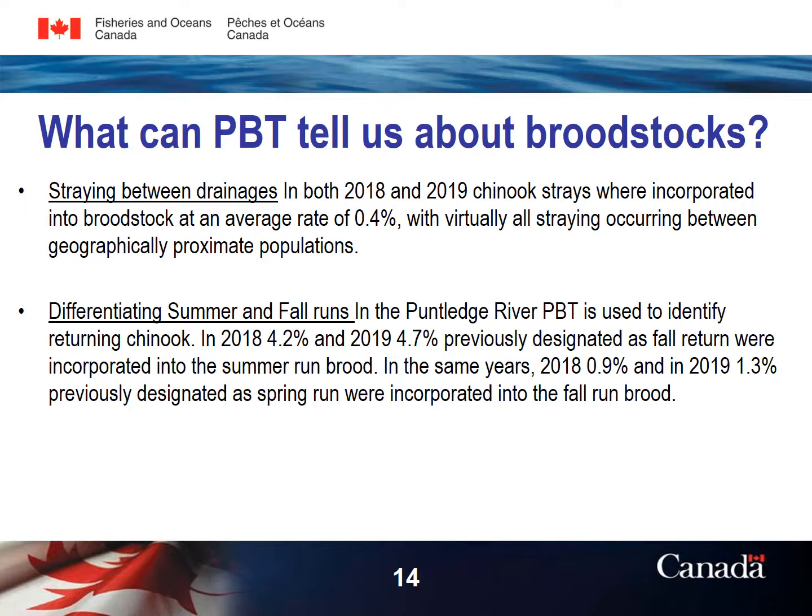PBT has also been used to differentiate summer and fall run Puntledge River Chinook, helping to preserve the two separate run timing lineages. In 2018 and 2019, 4 to 5% of the fish previously selected as fall run brood were incorporated into the summer run brood, but only about 1% of the fish previously selected as summer run were incorporated into the fall run brood. Use of PBT has been an effective way of identifying hatchery brood stocks for each of the run timing lineages.